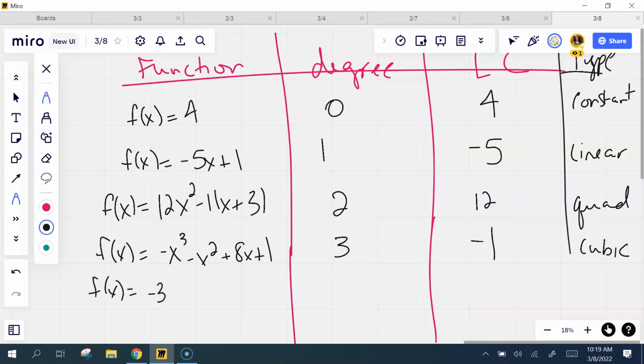-3x to the 4th plus x squared minus 18. What's the degree? Leading coefficient? Type? Quintic. Quintic. That's exactly right. That is a trinomial quintic, or a quintic trinomial, because it only has 3 pieces.